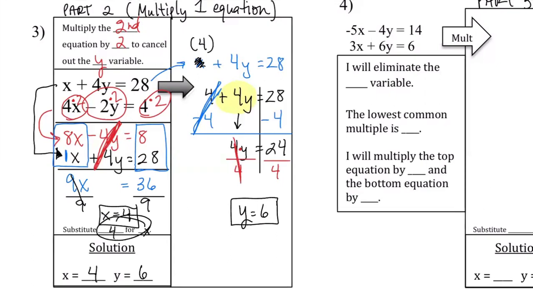We just had to multiply the one equation because when we did, we were able to cancel out the y variables. That's a part 2 question.